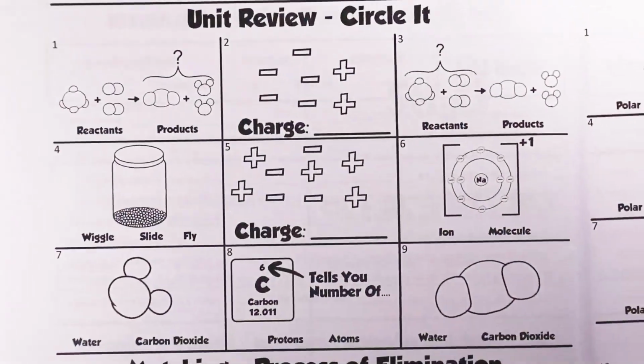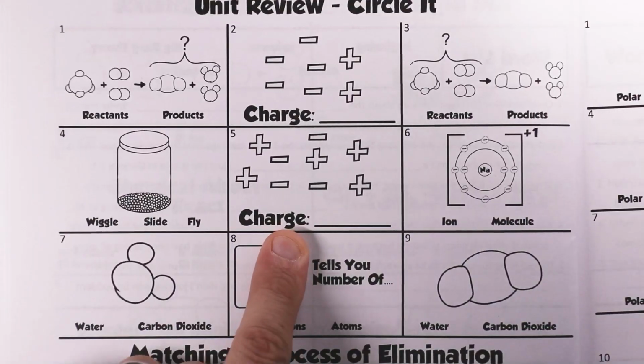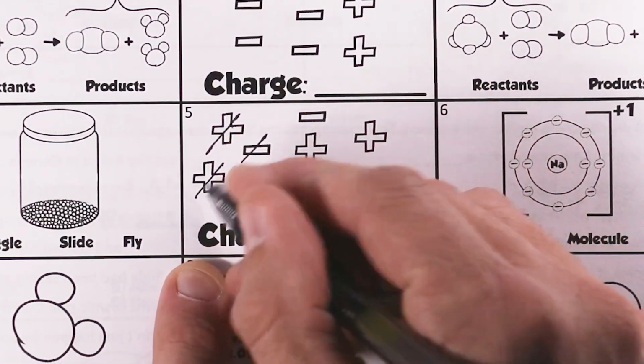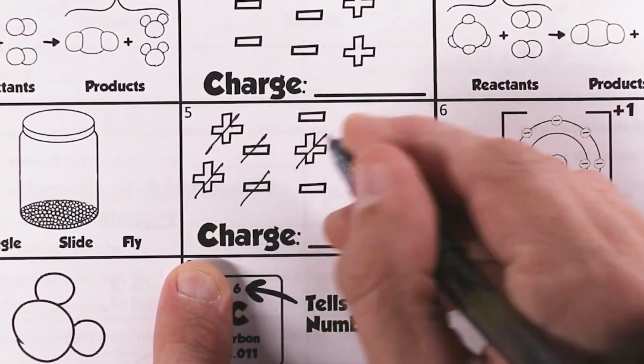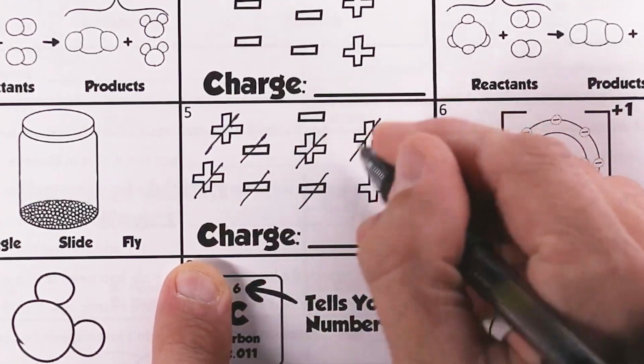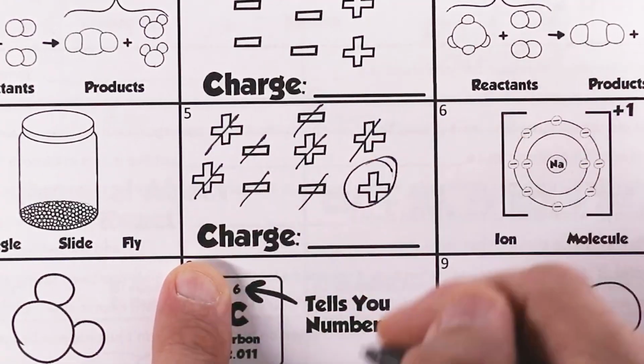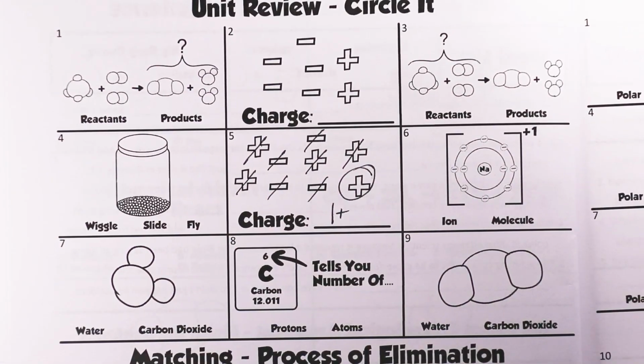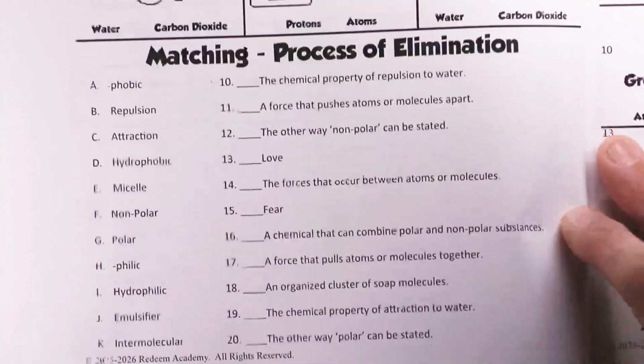All right, 6.1, here's some review. Let's go over this one again. Do you remember this process? Positive crosses off negative, positive crosses off negative, positive cancels negative, positive cancels negative, and we're left with a positive. So that's a 1 plus. All right, moving on. Let's go down to the matching.